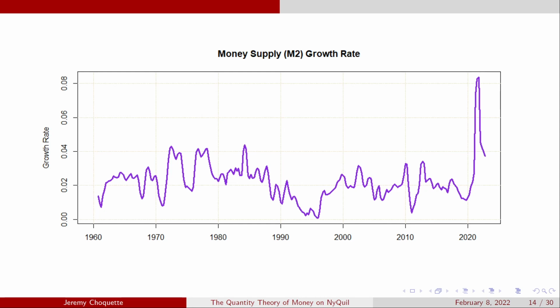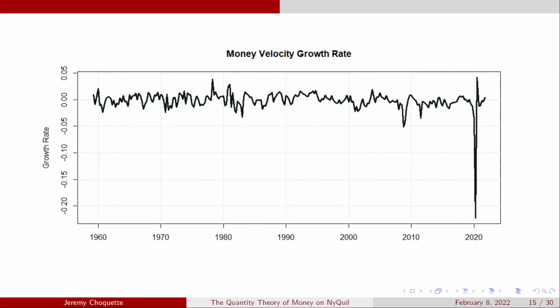Well, the very, very loose monetary policy measures enacted by the Federal Reserve in response to the coronavirus outbreak are very likely one of the reasons why we're experiencing a rather high inflation rate right now, and why the Federal Reserve is going to be tightening their monetary policy in the very near future. Let's look at the money velocity.